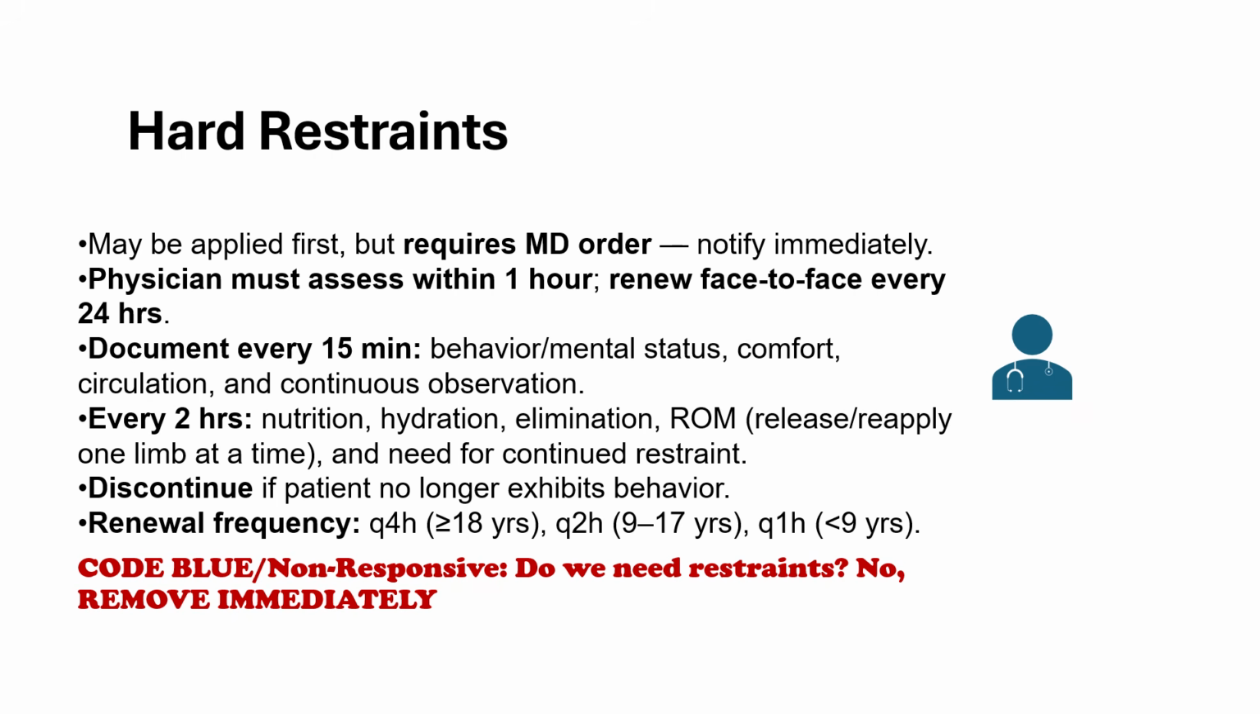For restraint order renewal frequency, it is dependent on the age of the patient. If the patient is over 18 years old, a new order is needed every 4 hours. If the patient is between 9 to 17 years old, a new order is needed every 2 hours. And if the patient is less than 9 years old, a new order is needed every hour. Again, if this patient is non-responsive or a code blue, there is no longer a need for the restraints. The restraints must be removed and documented as such.